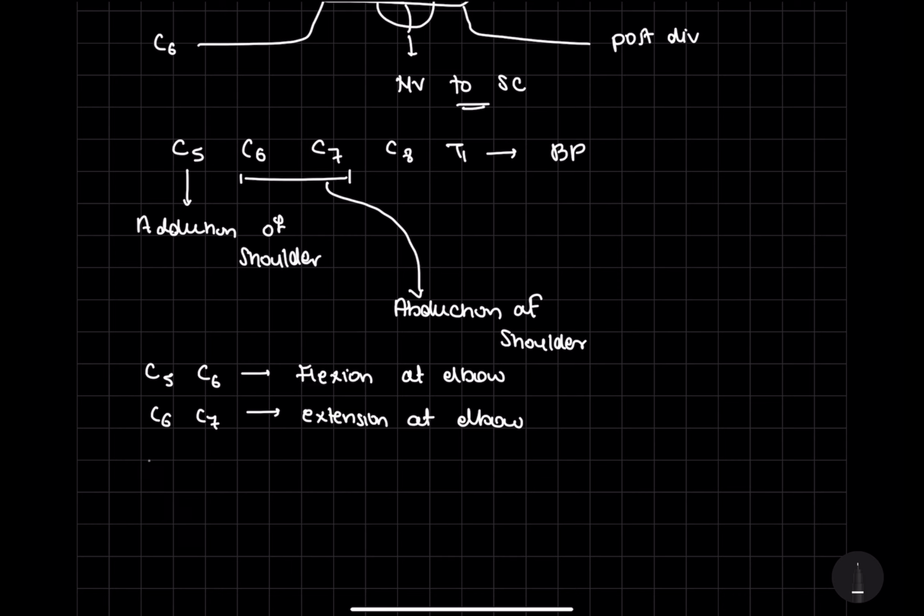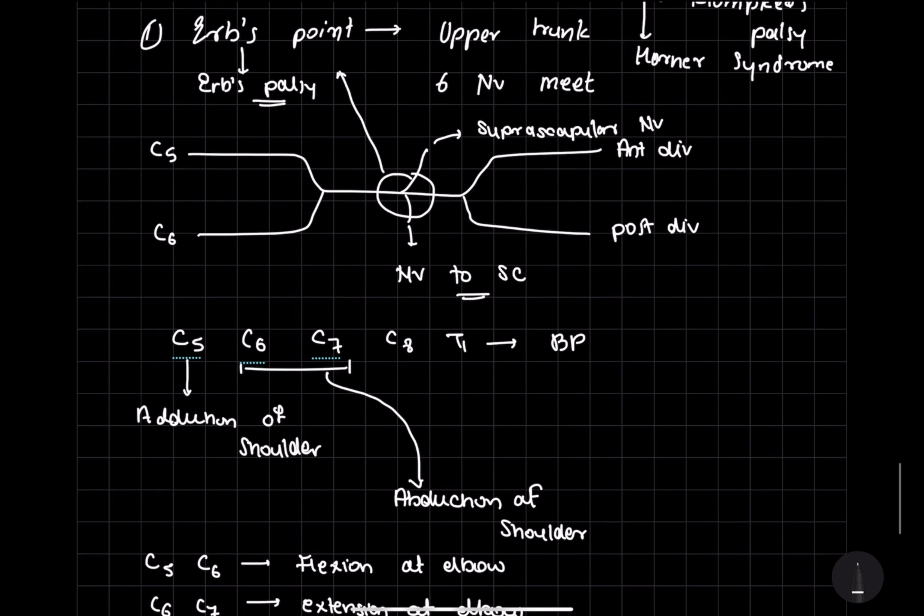And lastly, C8 and T1 control flexion at the wrist and fingers. Remember this one thing: whenever you think of C8 and T1, just think that they are only going to control the movements at the wrist and fingers. Now, coming to the injuries that we are going to study.